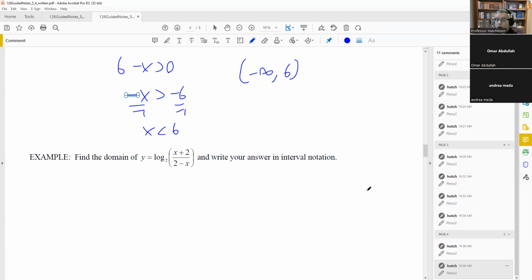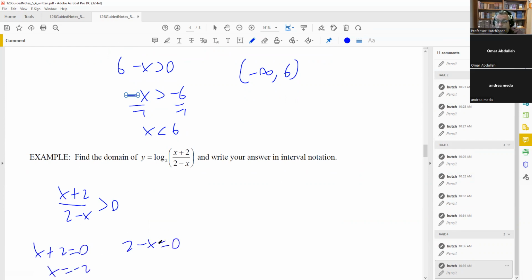This one is a little bit harder. This one here, we're still going to set up the same. We're still going to do (x+2)/(2-x) greater than 0. Now remember, these kinds of problems, you have to use either a number line or a table method in order to solve it. So first, I'm going to take each of these and set them equal to 0.